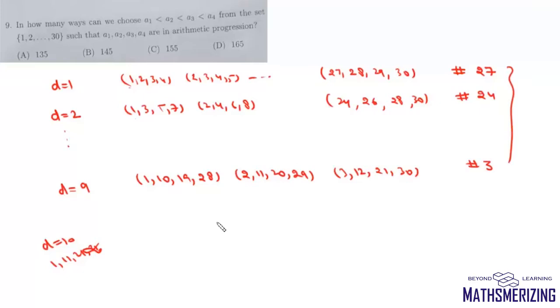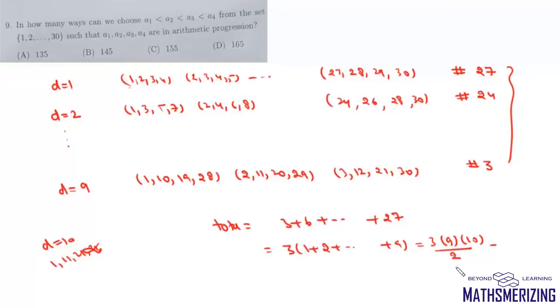So the total number of ways will be simply 3 plus 6 up to 27. Now this is 3 times 1 plus 2 up to 9. So it will be 3 times n(n+1)/2, so this is 270 divided by 2, and it will be simply 135. And that's your option A.